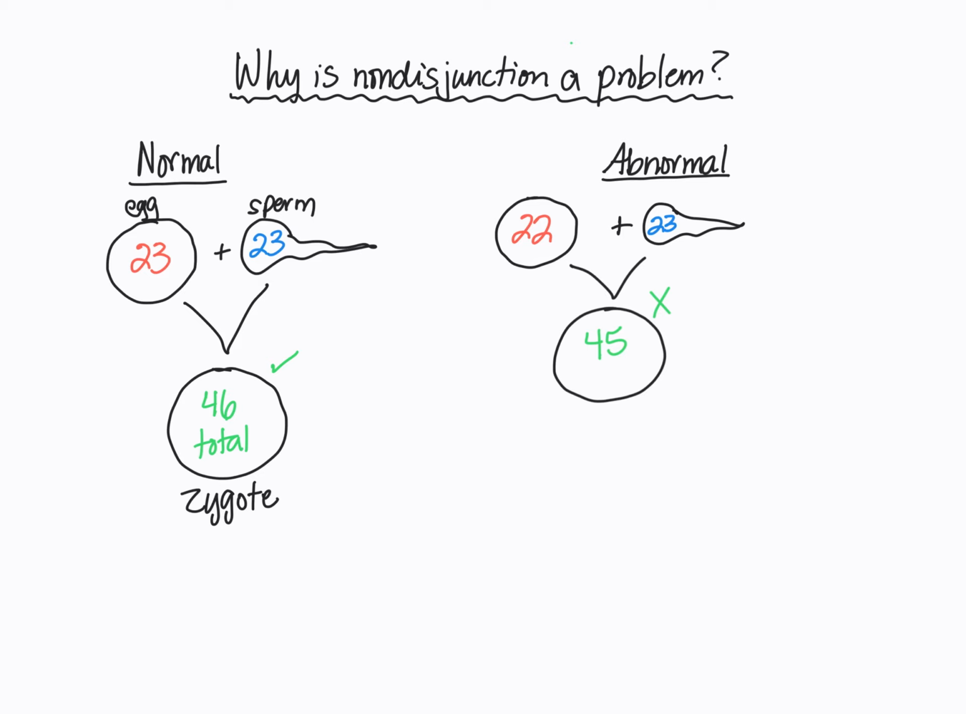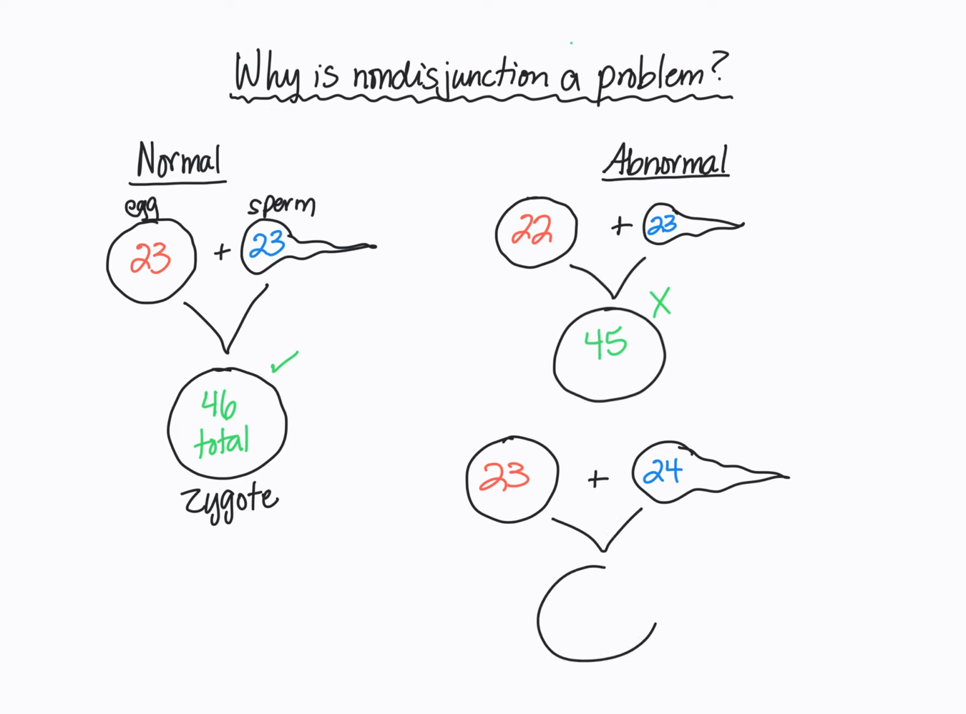Now, another possibility could be that the egg has a normal number of chromosomes, so let's say it's got 23 chromosomes, and it gets fertilized by a sperm that has an extra chromosome. And so now this sperm has 24 chromosomes. So now the resulting zygote is going to have an extra chromosome, so it's going to have 47 total chromosomes. And once again, that is a problem. If you have too many chromosomes, it's like you have too much information and the body doesn't know how to handle that.